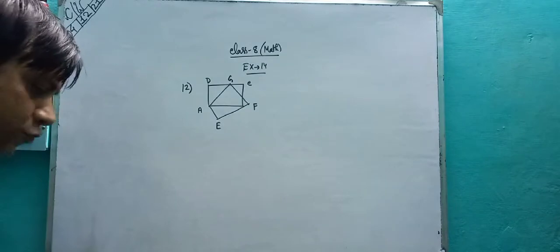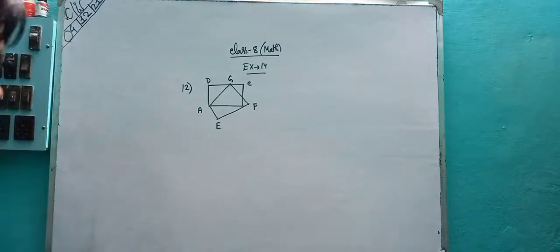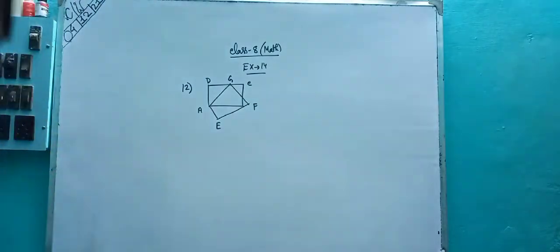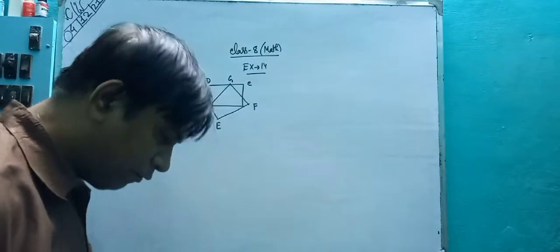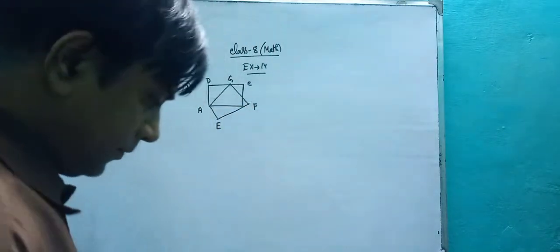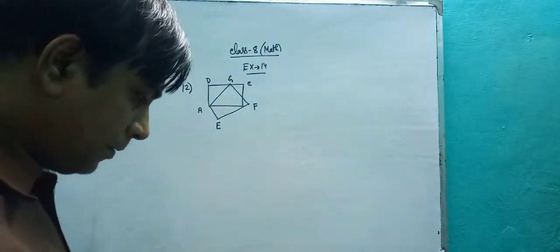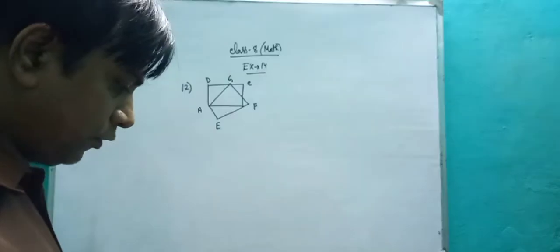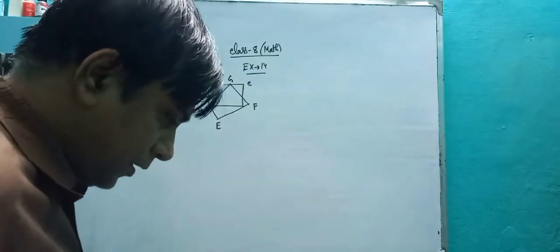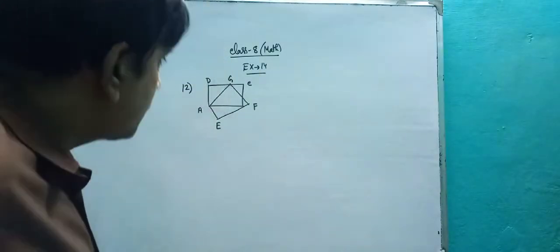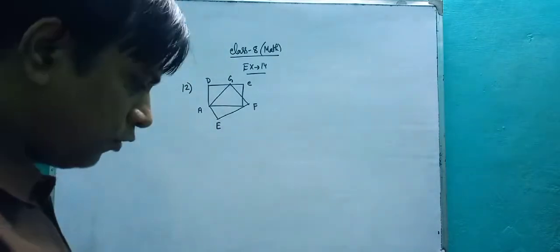Now see that part. The question says ABCD and AEFG are parallelograms. Parallelogram means opposite sides are equal and parallel. Already you know that part. Prove that these two parallelograms are equal in area. So for that purpose we are required to draw something.